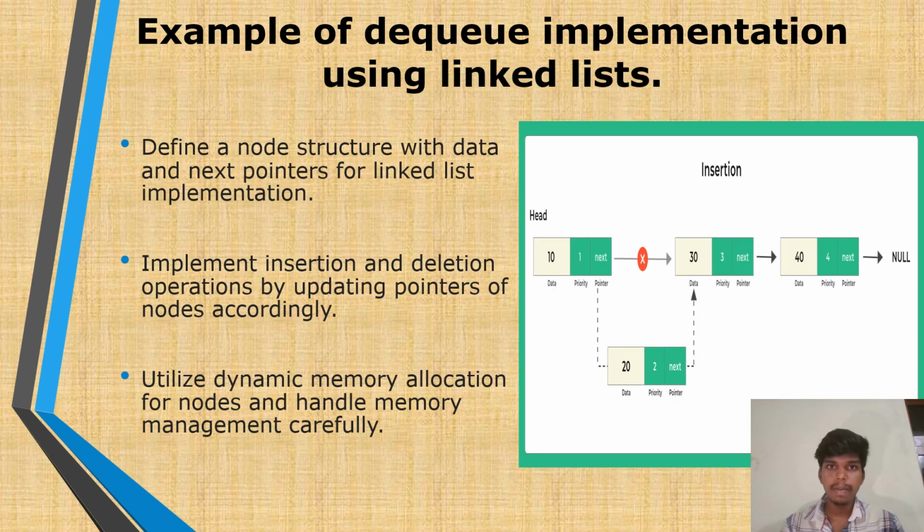Example of DQ implementation using linked list. Define a node structure with data and next pointers for linked list implementation. Implement insertion and deletion operations by updating pointers of nodes accordingly. Utilize dynamic memory allocation for nodes and handle memory management carefully. We can see in the figure how insertion is done.